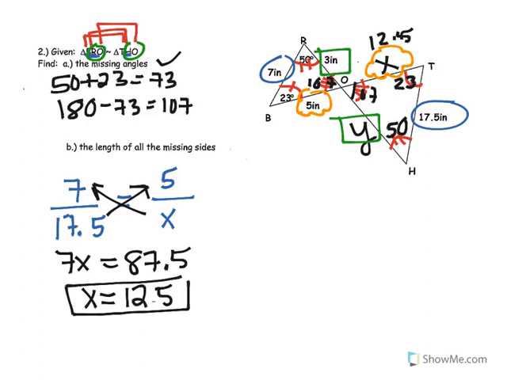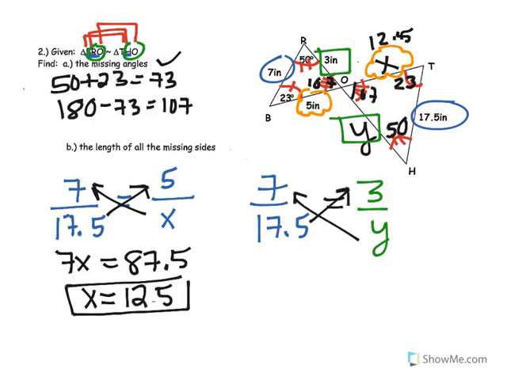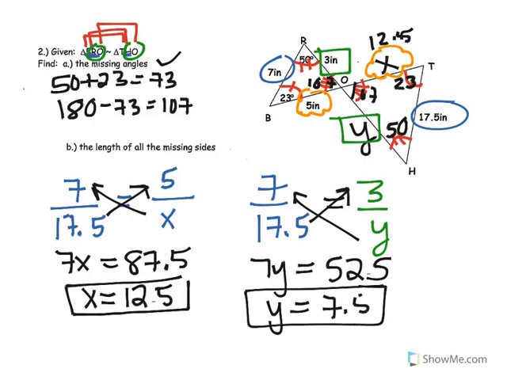And let's do that again. The ratio that I know is 7 to 17.5. That has to be the same as the ratio 3 to y. So I can set them equal, and we can do the cross product. 7y equals 52.5. Divide by 7, and you get 7.5 for y. And that's the length of my other missing side, 7.5 right here.